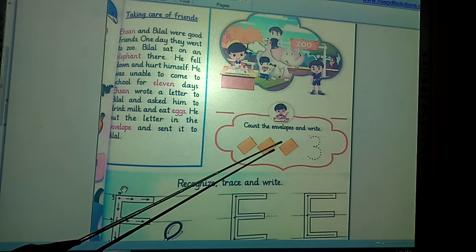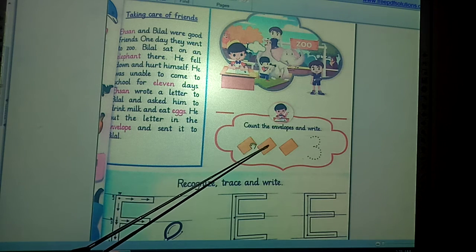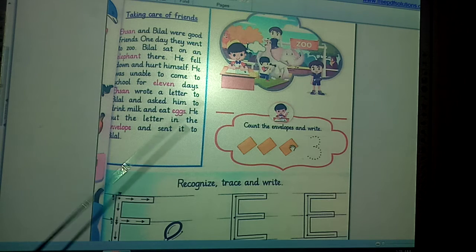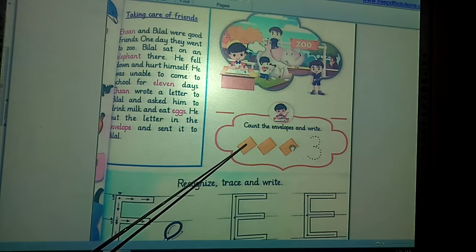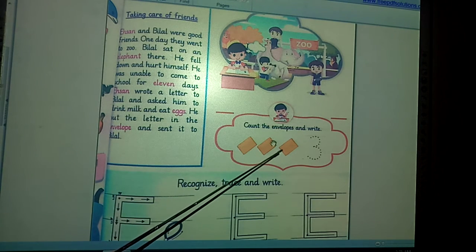Now here is a small activity. Count the envelopes and write 1, 2, 3. One thing to remember that whenever you are going to count the objects, just put the tip of your pencil or use your fingers to count the objects easily. Likewise this 1, 2, 3.